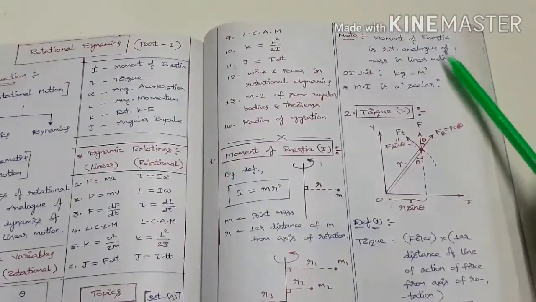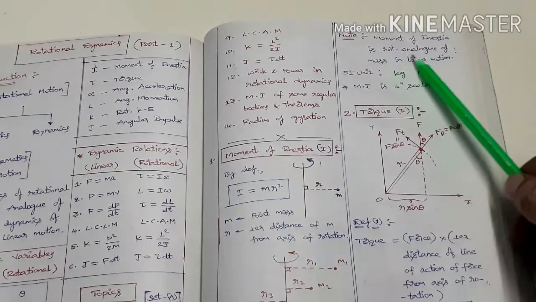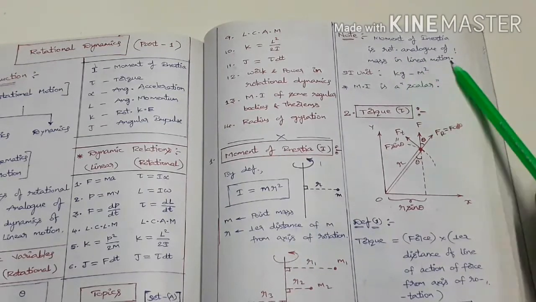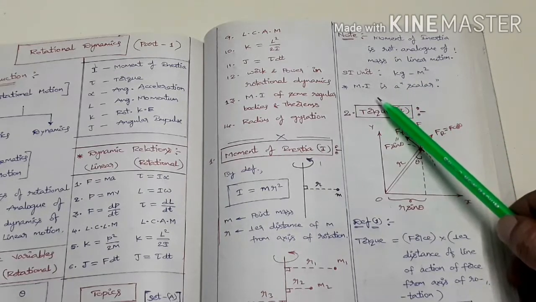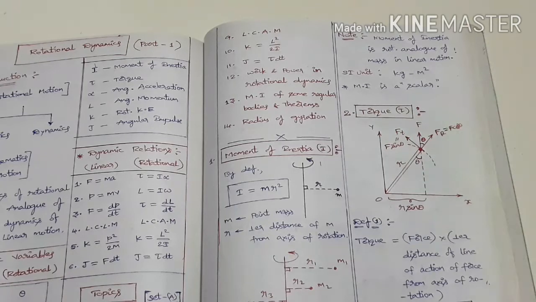So note, moment of inertia is the rotational analog of mass in linear motion. Okay, the SI unit is kg meter square. Moment of inertia is a scalar.